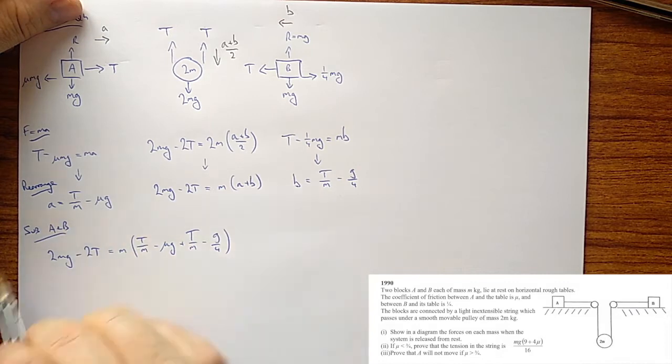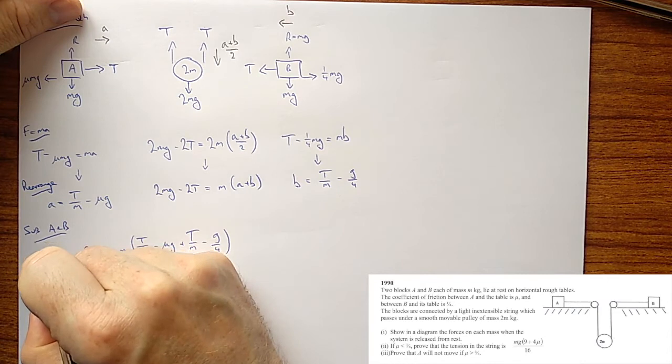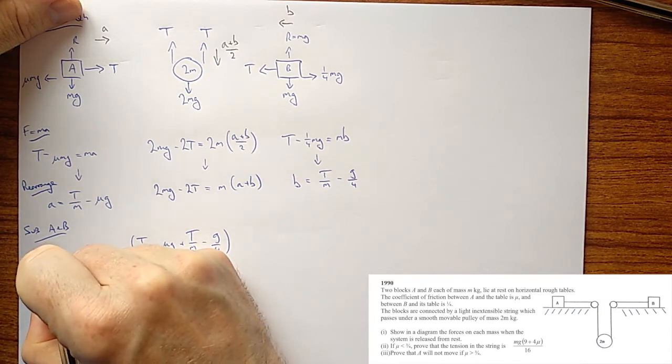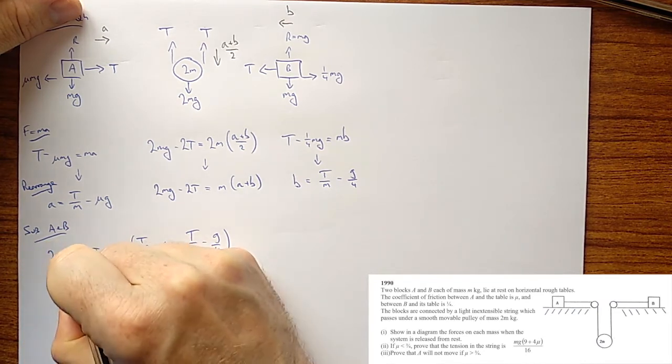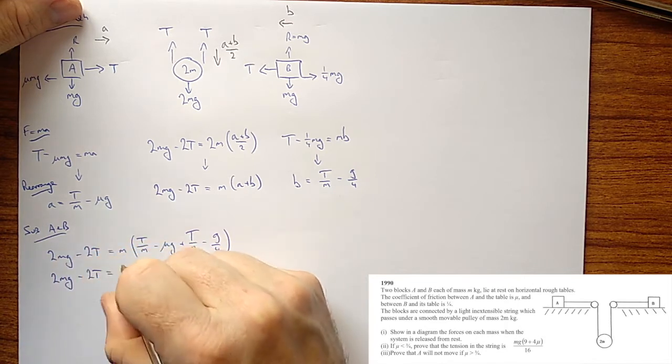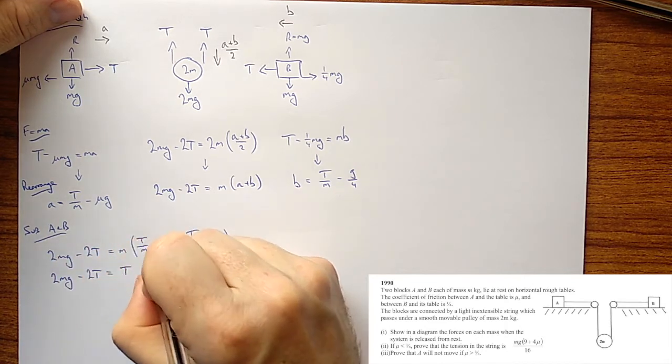Okay. Next couple of lines are going to be a little bit messy, so just do be careful, don't get ahead of yourself. We'll go step by step and get it all tidied up. Eventually we have t's on one side, everything else on the other side. So what we'll do here is, let's just multiply it all out. 2mg minus 2t equals t.